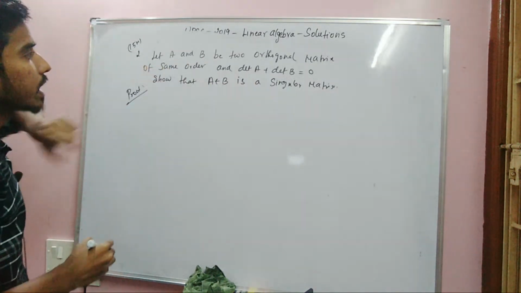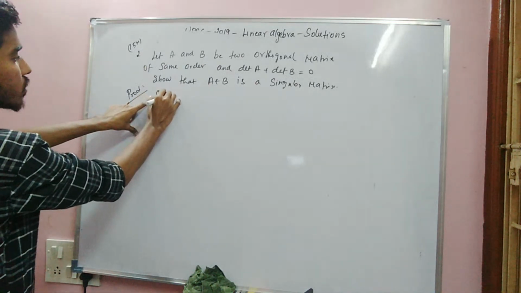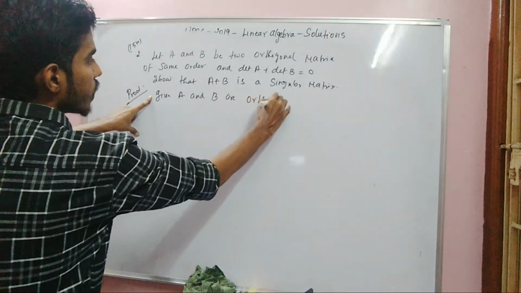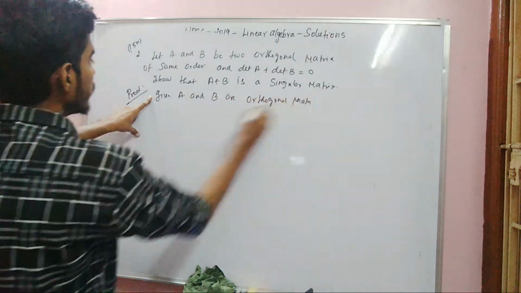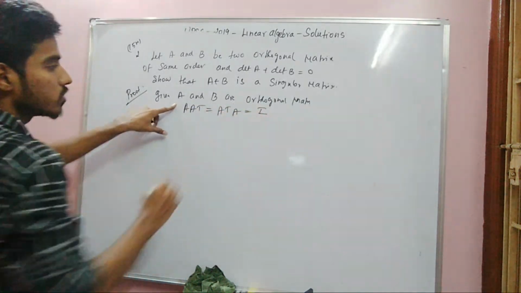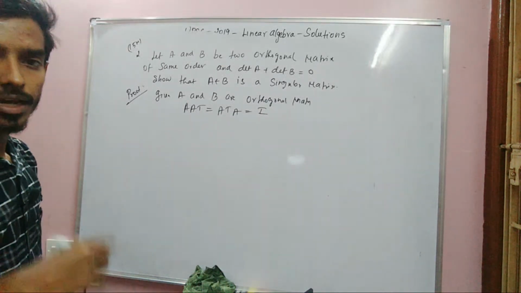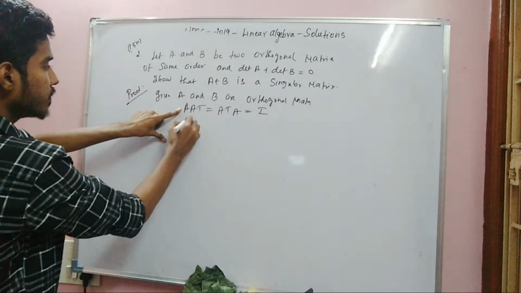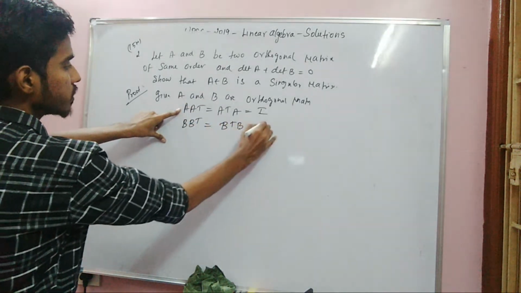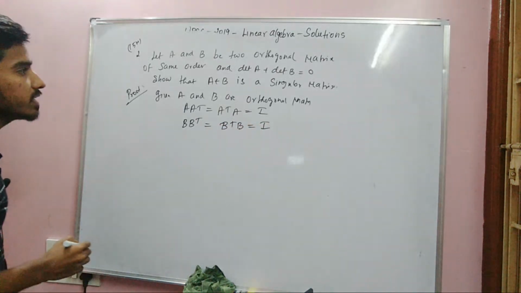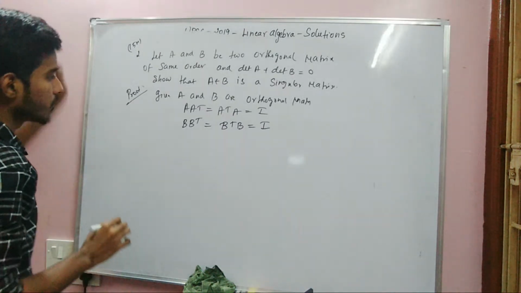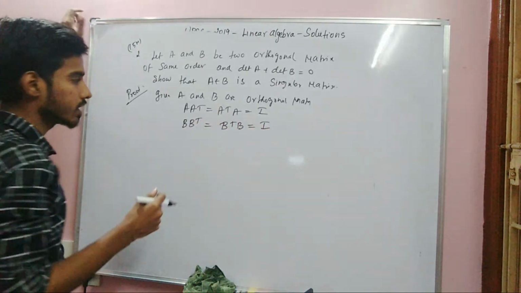Given A and B are orthogonal matrices. So you know what is meant by an orthogonal matrix. That means A into A transpose is the same as A transpose into A, which is equal to I. And again B is an orthogonal matrix. That means B into B transpose is the same as B transpose into B, which is the same as an identity matrix of order n. Now we will consider only any one.